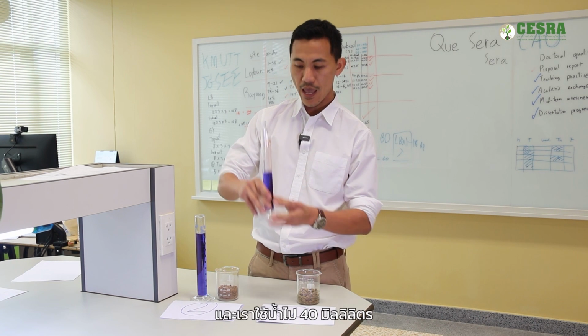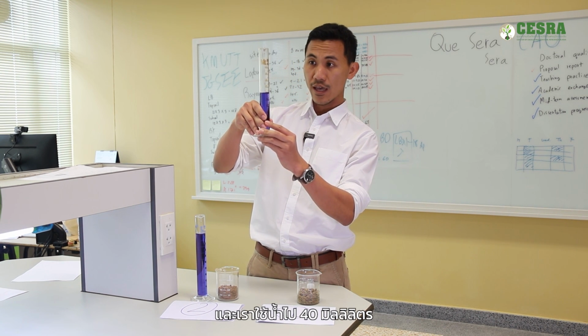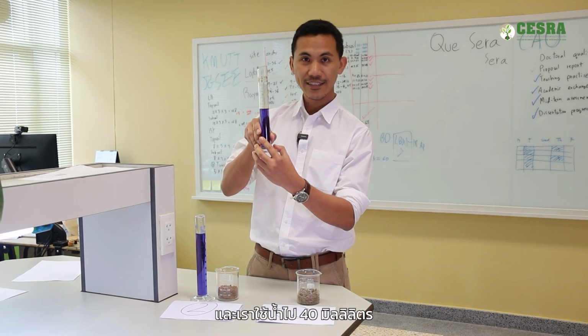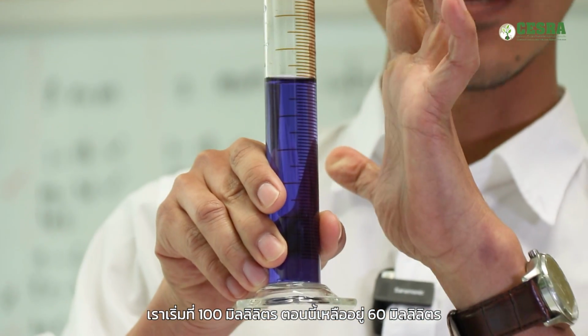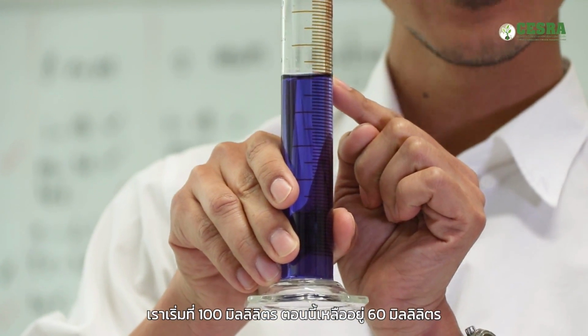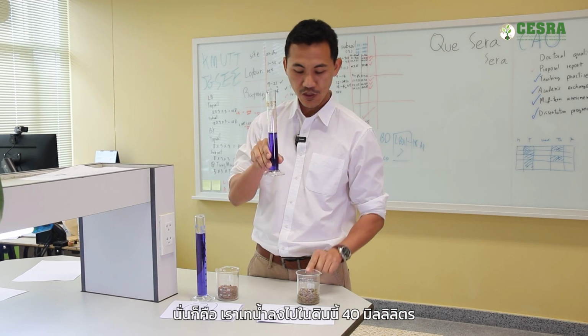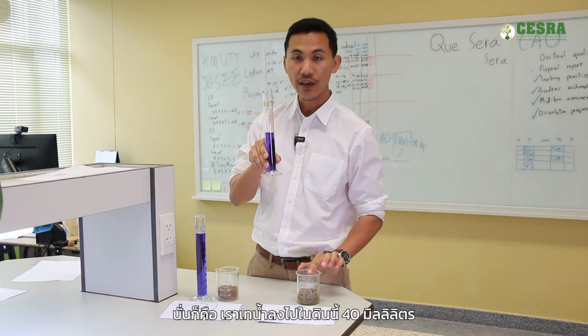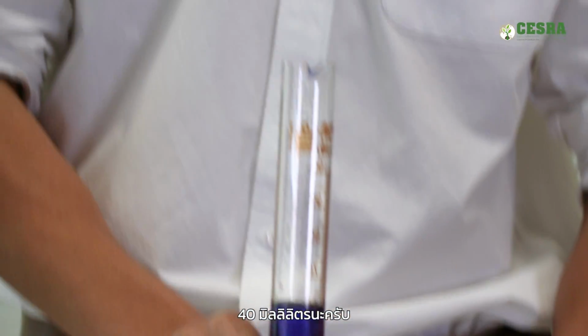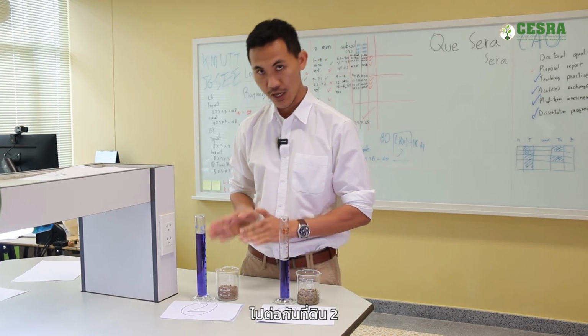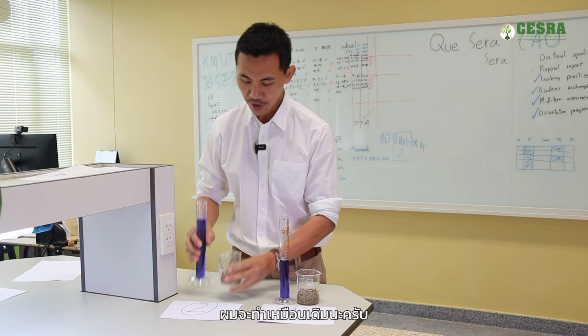All right, and the water that we used is 40. We started with 100, right? Now I have 60 left. So the total that we used for that soil is 40 milliliters. Now we move to the second one. I'm going to do the same.